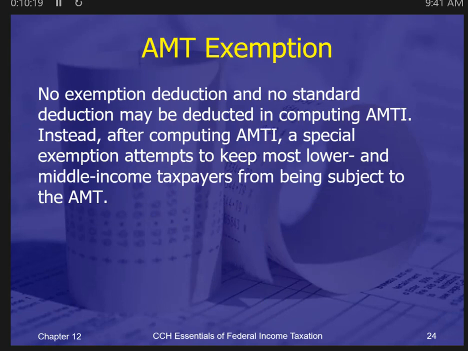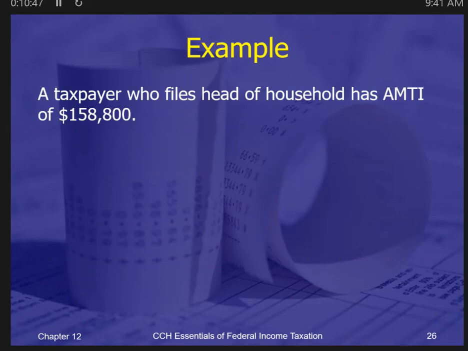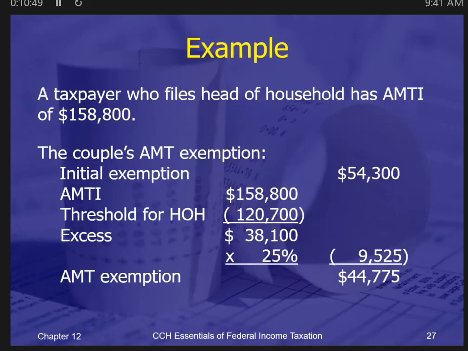Then you subtract the exemption. You'll see what the exemption is here. This is designed to keep most people from having to pay AMT. And here's the exemption. You can see it's much higher than what we've dealt with in the regular tax, but it phases out when your income gets too high. It phases out by 25% of the amount you're over the threshold. And we'll look at an example of how that is calculated.